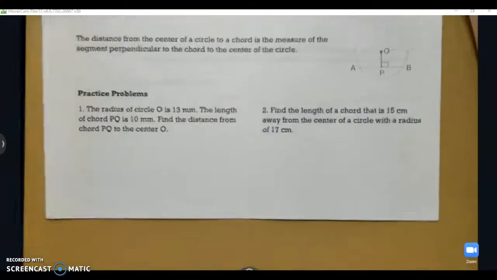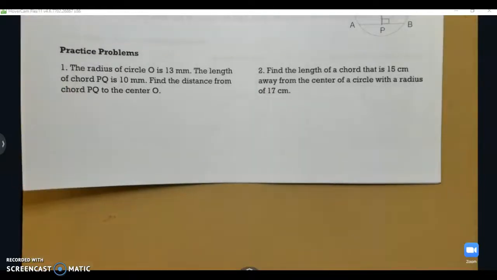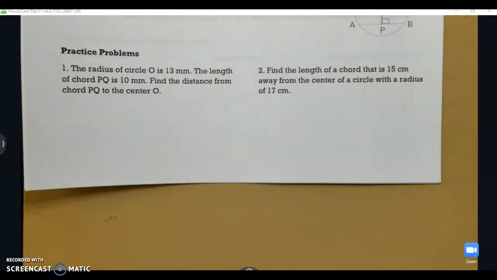On number 1. The radius of circle O is 13 millimeters. Remember, we name circles by their center, so that would be circle O, meaning the center is point O. The length of chord PQ is 10 millimeters. Find the distance from chord PQ to the center O.